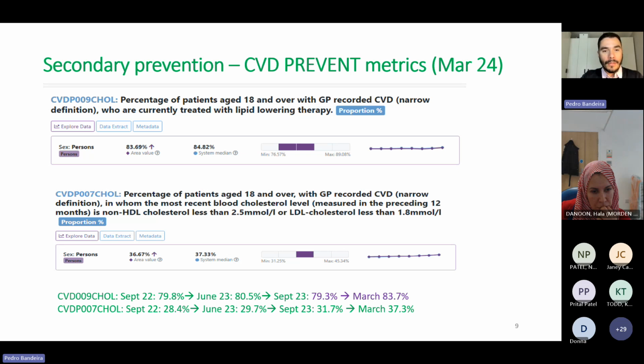And this new indicator called CVD-007 kind of matches with what is on the quality outcome framework for primary care as well. Before it was 28.4%, and we are steadily increasing this percentage to 37.3% as of March 2024. And I added the link for the quality audit tool if anyone is interested.